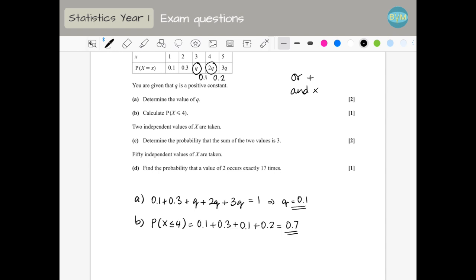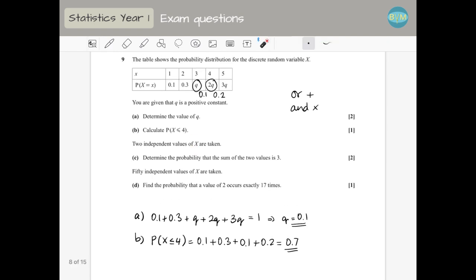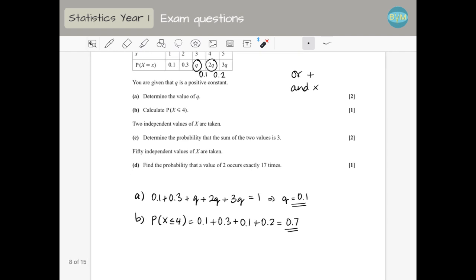Then, two independent values of x are taken. Determine the probability that the sum of the two values is 3. Two are taken, and we are adding them. The possible combinations to have a 3 are a 1 and a 2, or a 2 and a 1. So again, we are going to do the same that we did before. That probability is a 1 and a 2, so 0.1 times 0.3, plus a 2 and a 1. And this is 0.06.